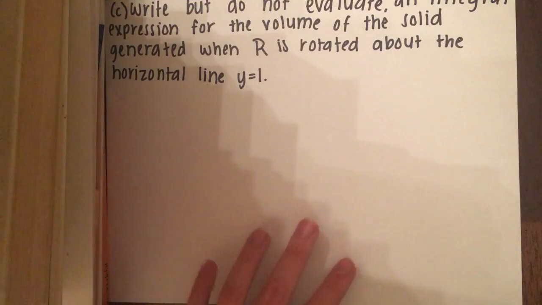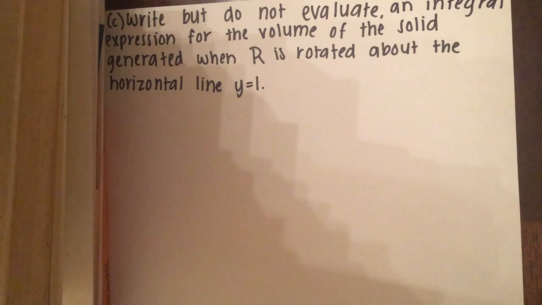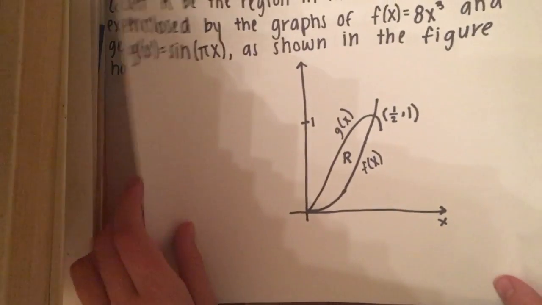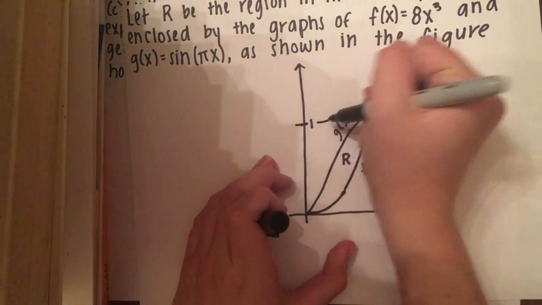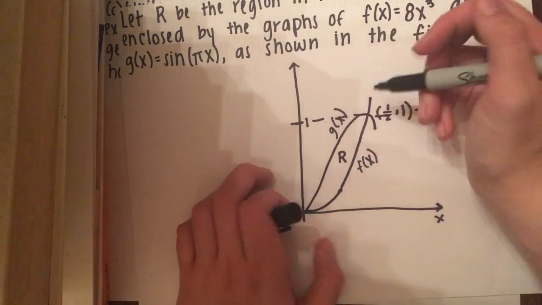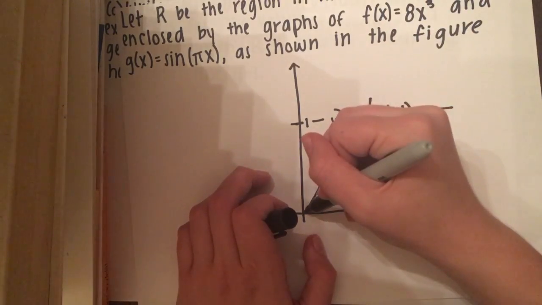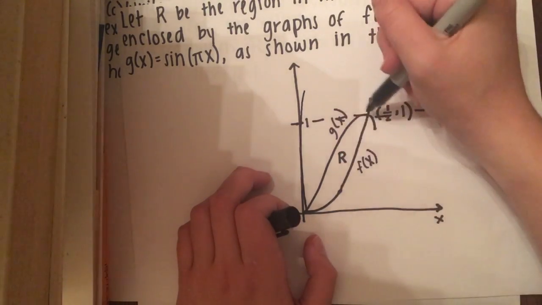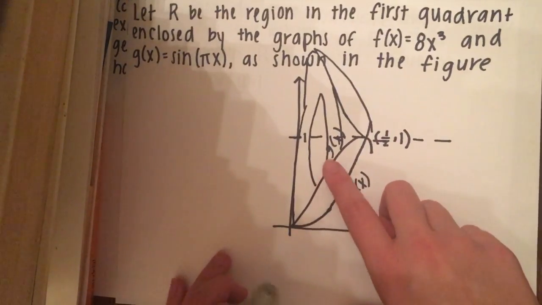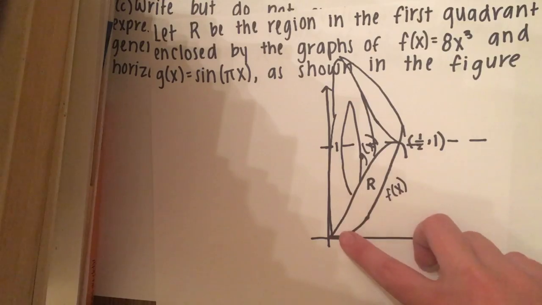For the final portion of the question, they're asking us to write but do not evaluate an integral expression for the volume of the solid generated when R, which is the region that they gave us before, so it's this guy, is rotated about the horizontal line y equals 1. So I'm just going to take this back and draw a line at y equals 1, so I have a visual. And they're asking us to revolve it around this, so when you actually draw it, this comes up here. It's a really rough sketch of what it's going to look like when it's revolved, but you can tell that there's going to be a hollow section, so it's going to end up being a washer because there's an inner radius and an outer radius.